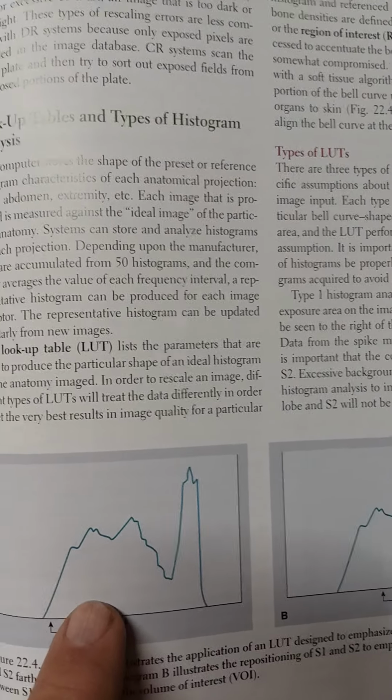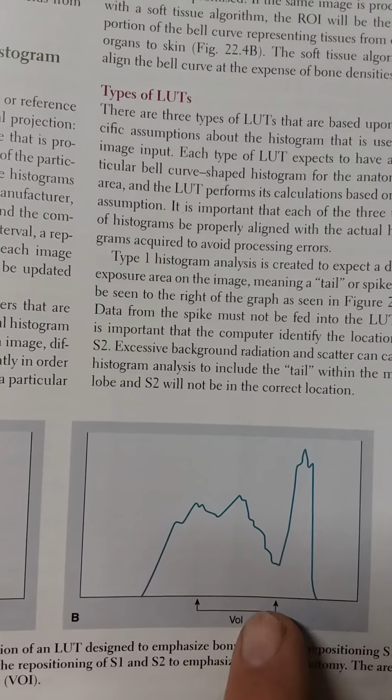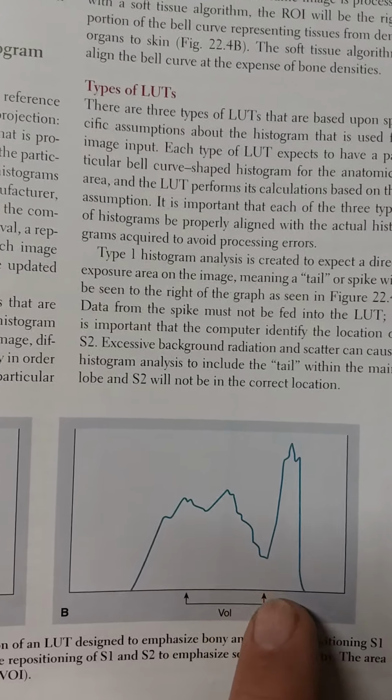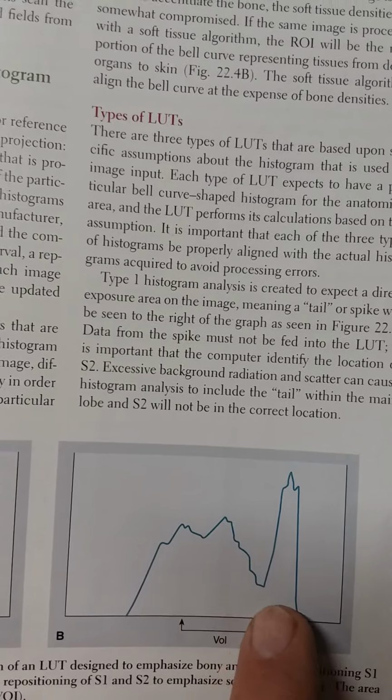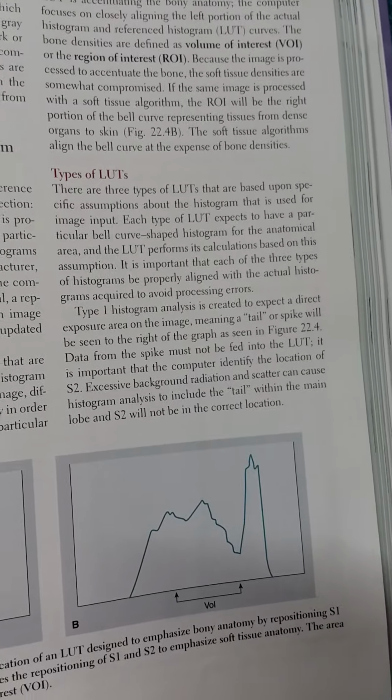If you were shooting a chest x-ray, it expects to see the histogram shifted more to the right, to the center and to the right, where you would see higher densities, primarily in the lung field of darkness, of dark areas. When I say higher density, I mean darker areas in the radiograph.